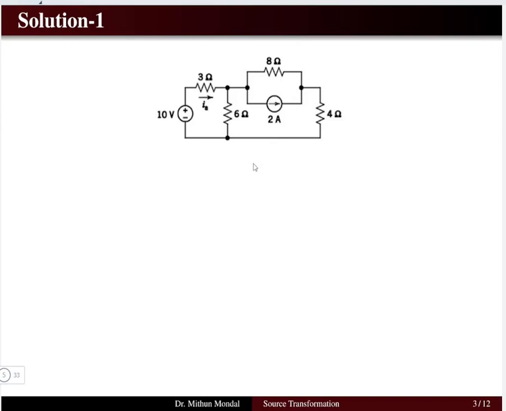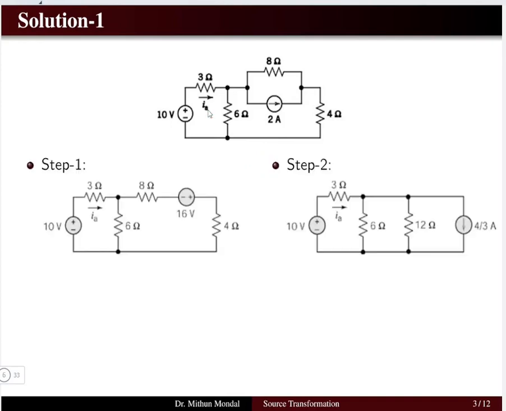This is our original circuit where we need to determine the current Ia using source transformation. So what are the steps? Let us see. Step 1: we closely observe this circuit and try to identify the point or the branch where we can break up and obtain the equivalent sources. That means voltage will be converted to current or current will be converted to voltage without disturbing the other part of the network. Let us observe this circuit.